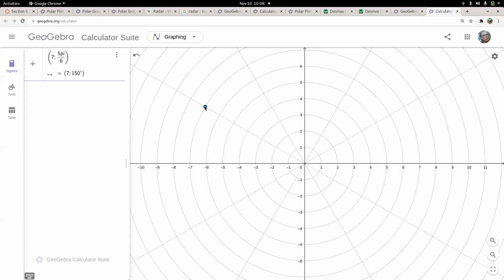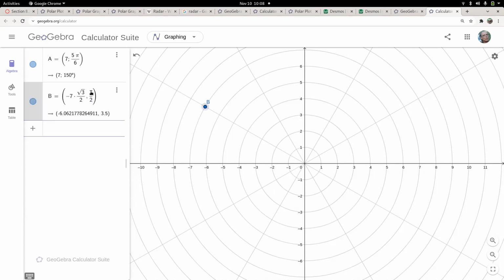And I believe that's the same as a certain XY point. And so to do an XY point, I just use a comma with parentheses. So parentheses, negative 7 square root of 3 over 2. And then the y value is just 7 halves. So comma, 7 halves.